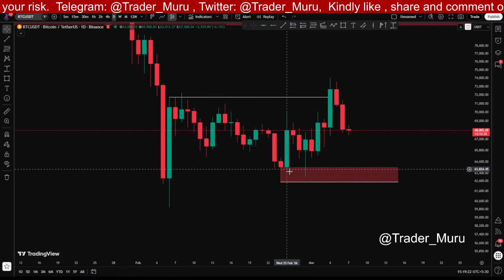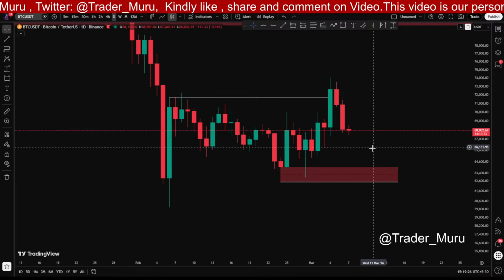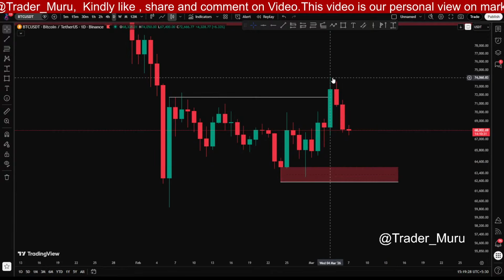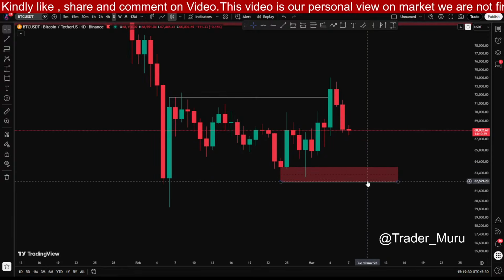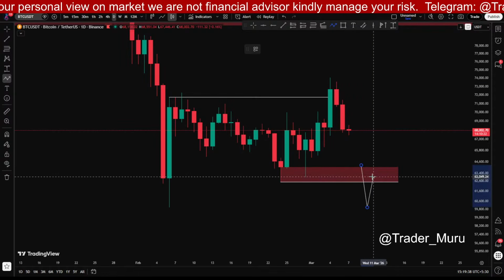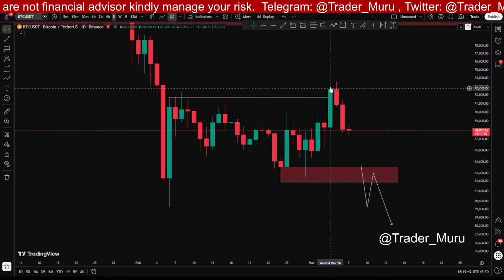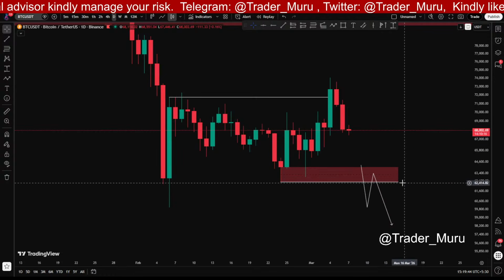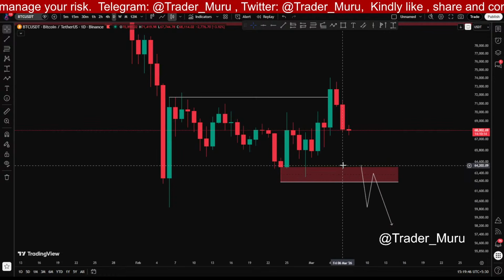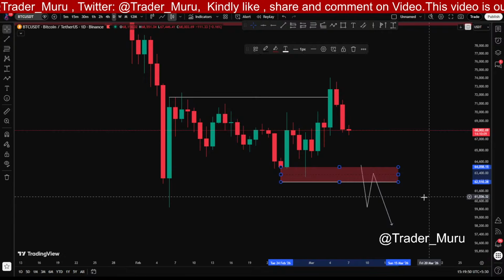Market has created a high, this is a higher low, this is a higher high, and if market retraces and holds this low, it can be the possible high after the break of this low. Before that, a possible slow retracement and drop towards this zone around 64,000 to 62,500.